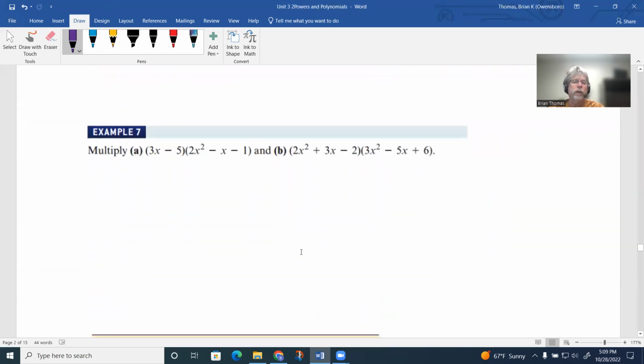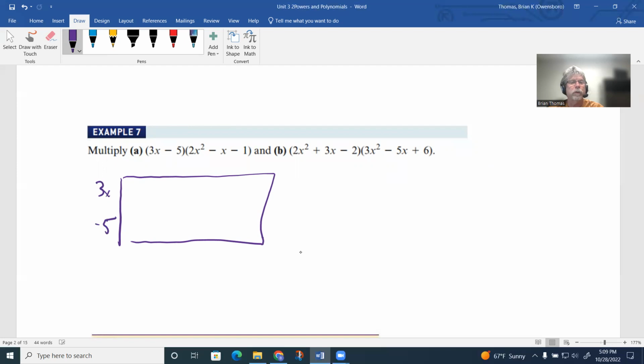So if I want to multiply 3x minus 5 times the quantity 2x squared minus x minus 1, a good organizer is actually a box. I'll just make it big enough to make things go inside there. So I have a 3x and a negative 5. That's my two terms. I have a 2x squared, a negative x, and a negative 1.